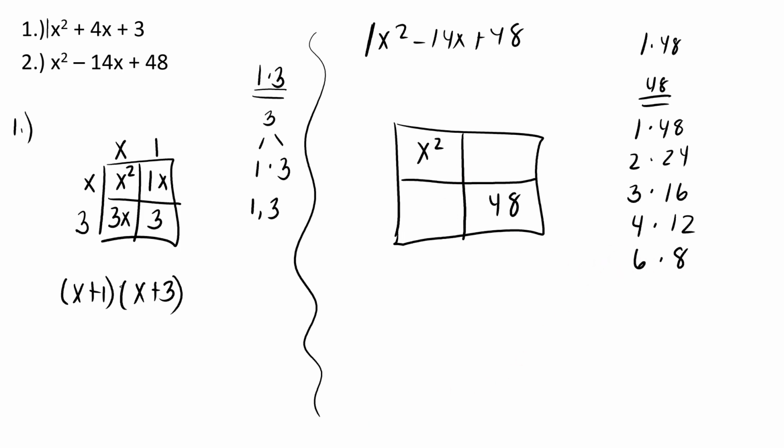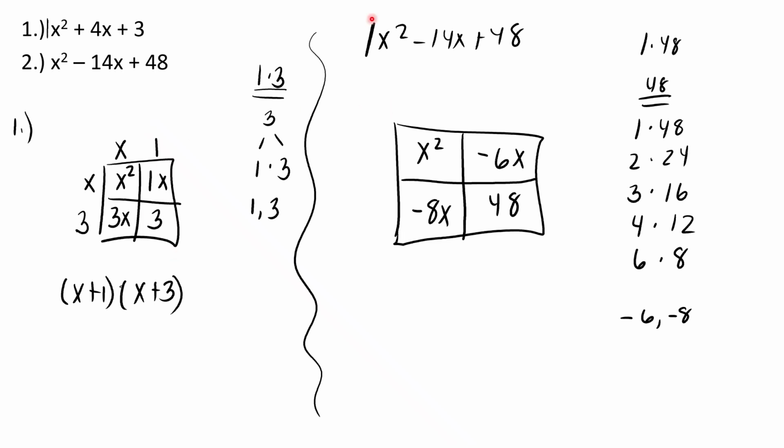Now they do have to add to negative 14, so we're going to make them both negative and then double check them before we put them in. Negative 6 times negative 8 gives me positive 48. Negative 6 plus negative 8 gives me negative 14. And in those ones where there's more than one combination, you'll catch it in that step, because it'll work for one but not for the other, and you'll know you have to go for the other option.